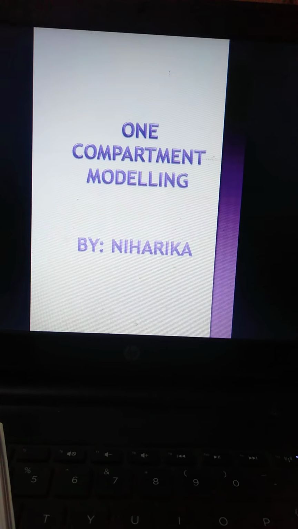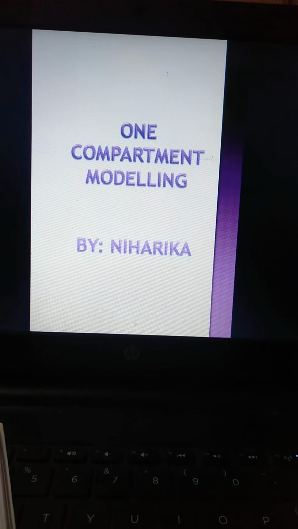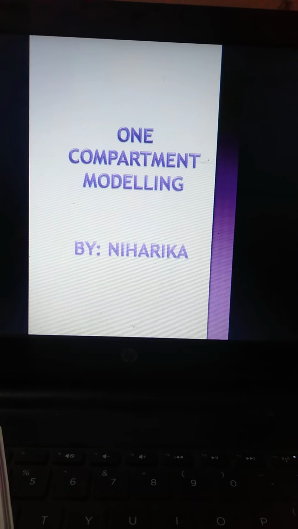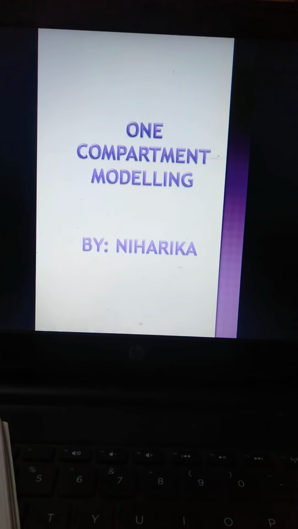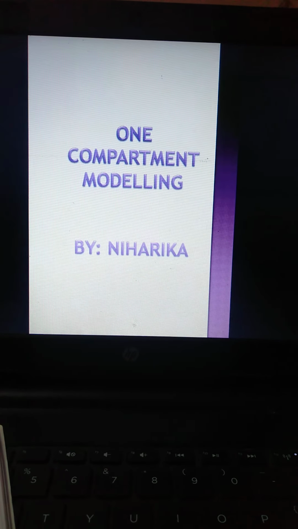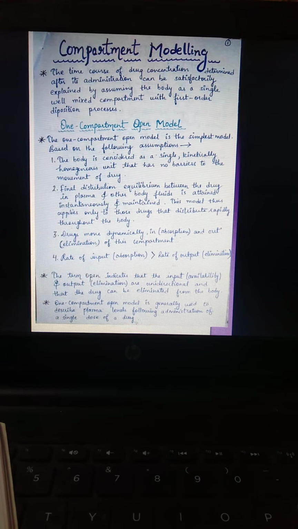Good morning. Today we are going to start the one compartment open model. The one compartment open model has also been discussed in the class, but for your review, we should have a look over it. We have talked about the one compartment open model.